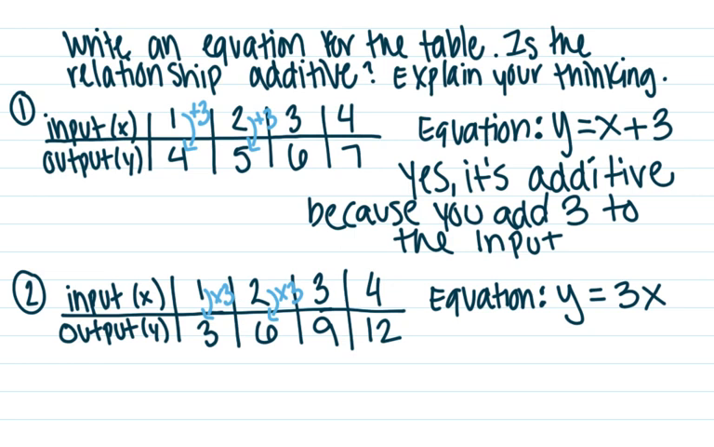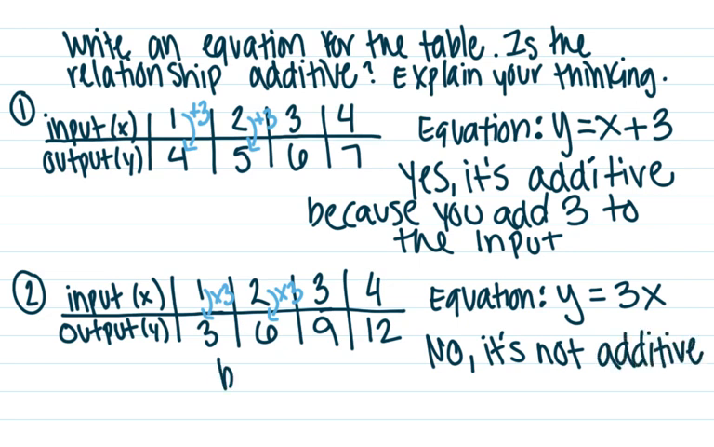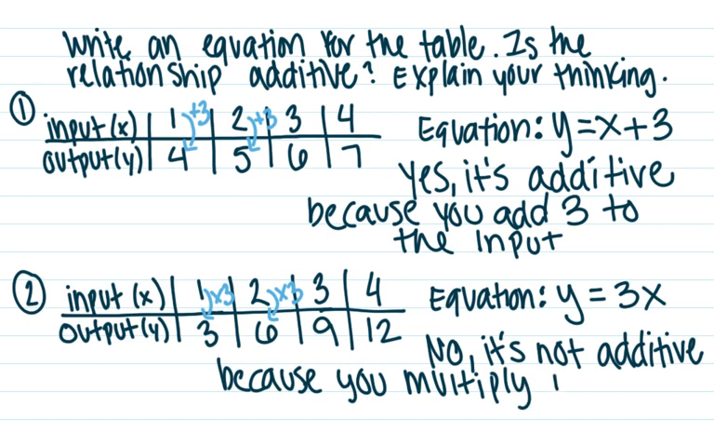So am I adding something to my input in order to get my output? No, I am not. So I would say no, it's not additive. And my reason is because you multiply to get the output. Or you could say you multiply the input times 3. Your explanation just needs to be, no, it's not, and the reason why is because I'm not adding. I'm multiplying instead.